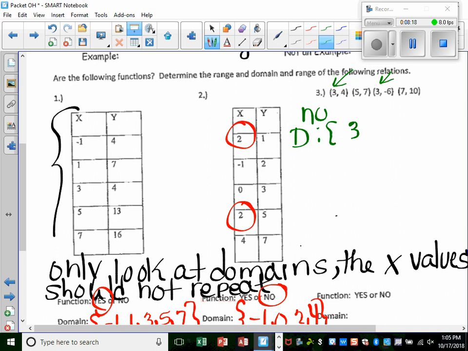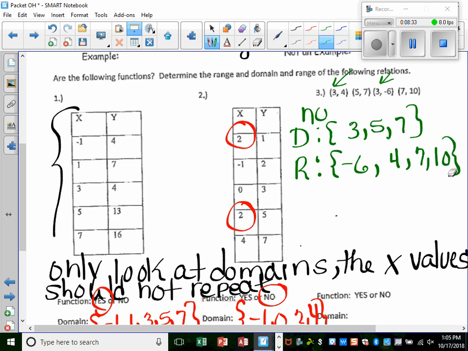Okay, so my domains, I'm just going to put D for domains. 3, 5, and 7. And for the ranges, -6, 4, 7, and 10. Okay. So again, you can see there's no computation. It's all vocabulary, just knowing which one is D, which one is R, and determining whether or not it's a function. Okay. All right, we're going to move to the next page.